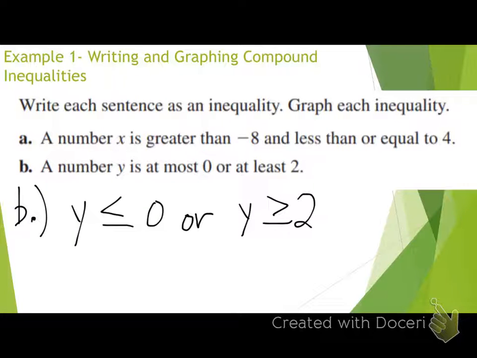Yeah. A number y is at most 0. If it's at most 0, can it be greater than 0? No, so it's got to be less than or equal to. Bring your or down. Still talking about the same number y, so I'm still using y. At least 2. If it's at least 2, can it be less than 2? No, so it's got to be greater than or equal to 2. And there's my only way to write it right there. Any questions on that? We good? Let's graph it.